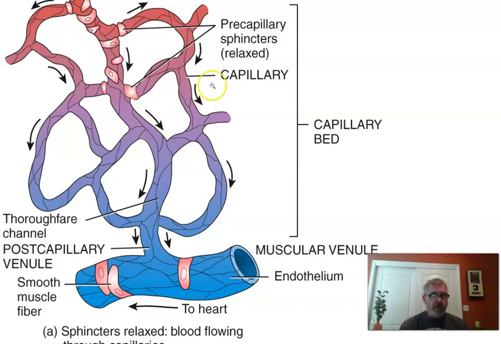Then we get to the capillary level itself. So a capillary is a microscopic blood vessel, very small. It connects the arteriole to the venule, as you can see down here. It's in the middle between those two. All right. The flow of blood from the arterioles to the venules through a capillary is known as the microcirculation. So this is all referred to as the microcirculation because of the fact that these capillaries are microscopic.